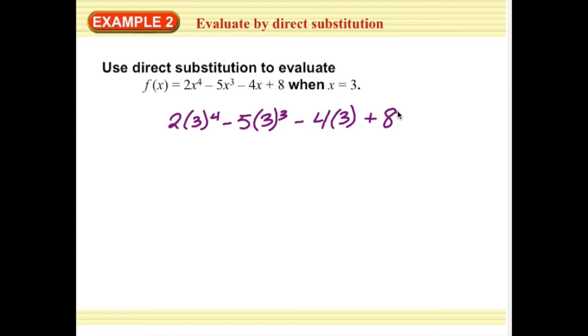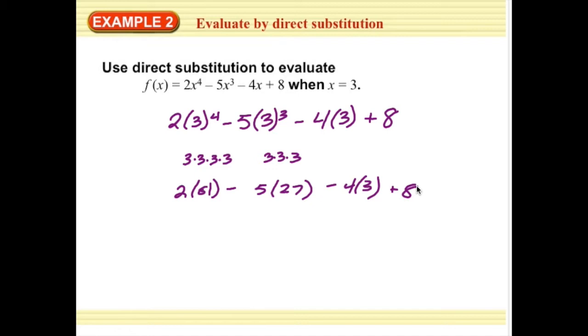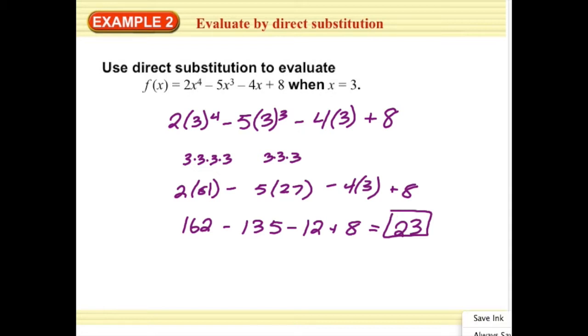And because of my order of operations, I have to solve for my exponents first. So I'm doing 3 times 3 times 3 times 3, and 3 times 3 times 3, and I'm getting those solutions to plug into my equation. So 2 times 81 minus 5 times 27 minus 4 times 3 plus 8. And then again, do my multiplication, just continue simplifying. That's going to give me 162 minus 135 minus 12 plus 8, which all comes out to 23. So it's just that simple. It's really just substituting to evaluate that expression.